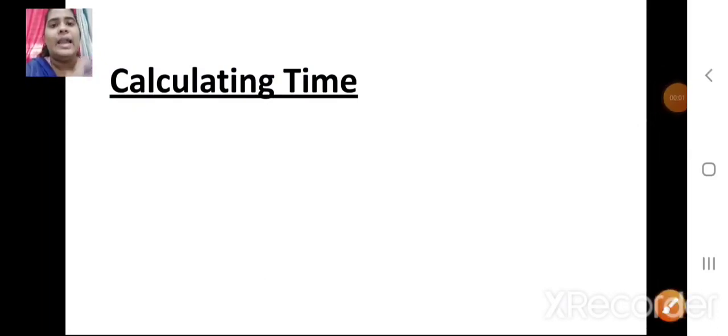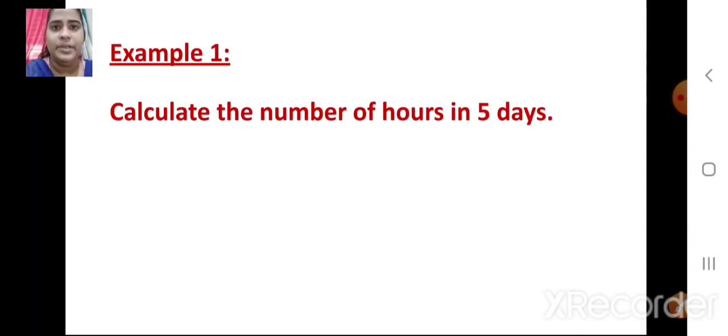Now children, time can be calculated in hours, in minutes, in seconds, in days also, or in weeks also. So how are we going to calculate? Let us see an example. Calculate the number of hours in 5 days.